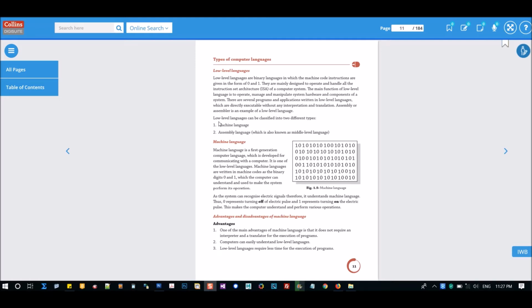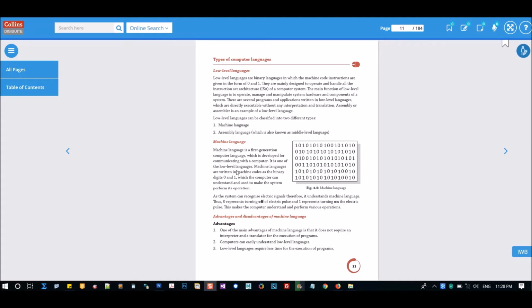So there are two types of low-level languages, that is machine language and assembly language. Assembly language is also called the middle level language. So let's see the machine language here. Machine language is the first generation computer language, which is developed for communicating with a computer. It is one of the low-level languages. Machine languages are written in machine codes as the binary digits 0 and 1, which the computer can understand and use to make the system perform its operation.